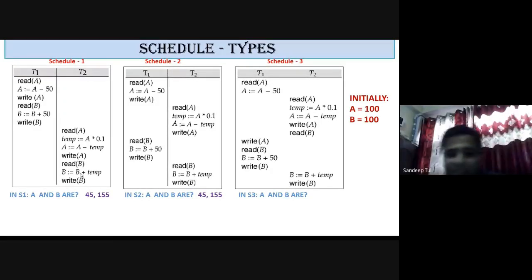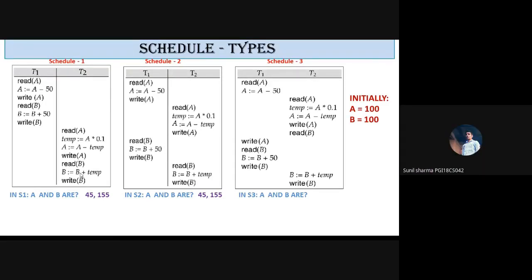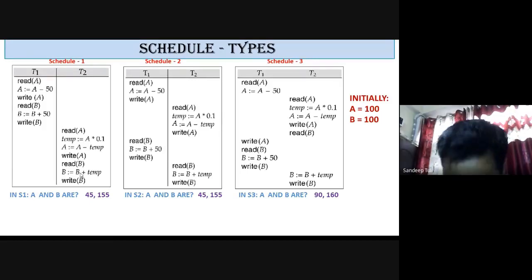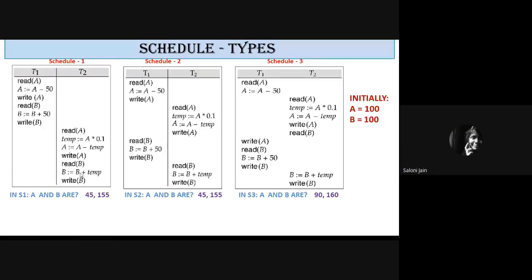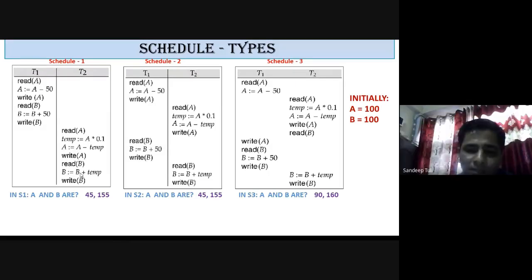90, sir. 90 and 150. Final value. I am asking about the final values. Final values of A and B both. Do it fast. 90 and 160. Yes, sir. Is everyone able to get it? Anyone who is not able to get the value 90 and 160?